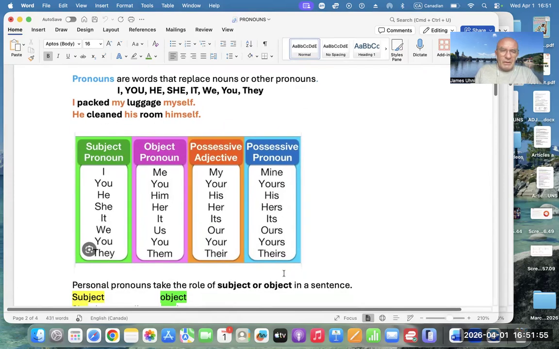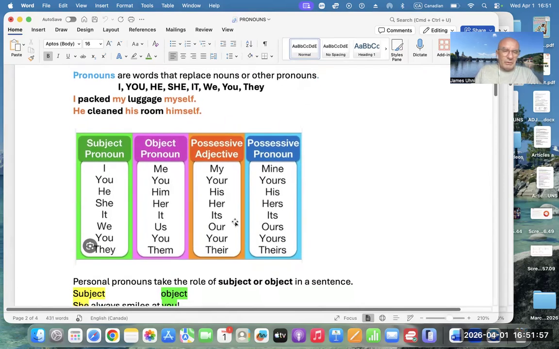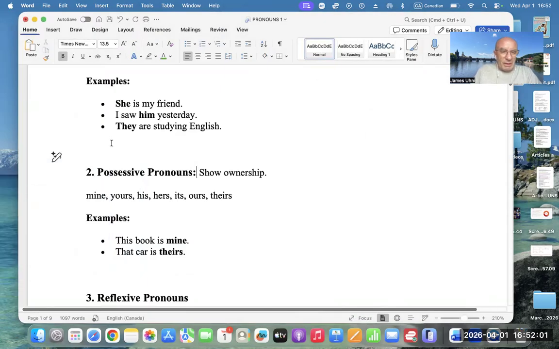So this is very important. I will send it back and we'll talk about examples. This book is mine. That car is theirs. The possessive pronouns usually end with s.